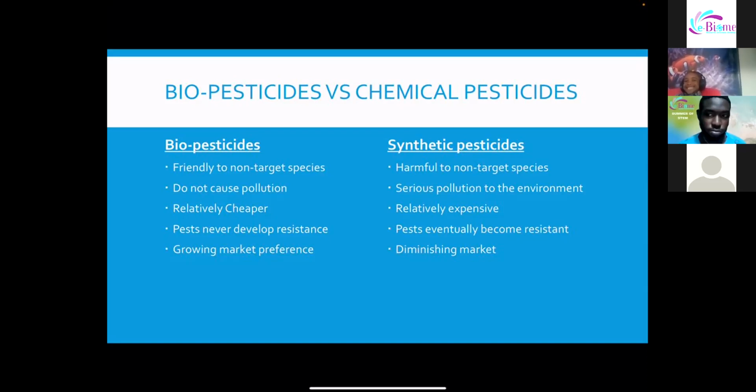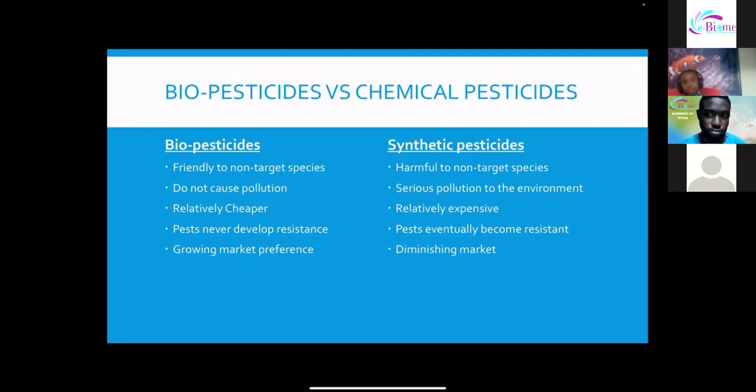It can become relatively expensive because even spraying it in the field, in agriculture, you find that you now have to spend more money getting rid of pests that were created by spraying those type of pesticides in the first place. All right, and the pests eventually become resistant to the chemical pesticide as opposed to the biopesticide.